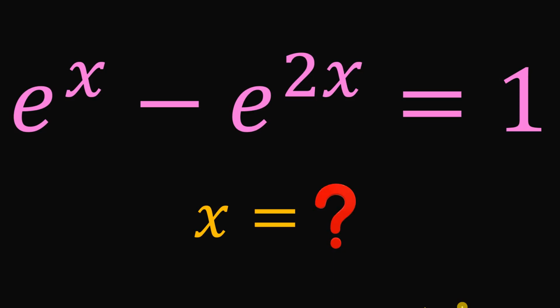For today's video, we will answer a math challenge given by one of our followers. And the question goes like this. Given this equation, e raised to the power of x minus e raised to the power of 2x equals 1, then our goal is to solve for all possible values of x. Now you can pause this video if you want to give this problem a try.